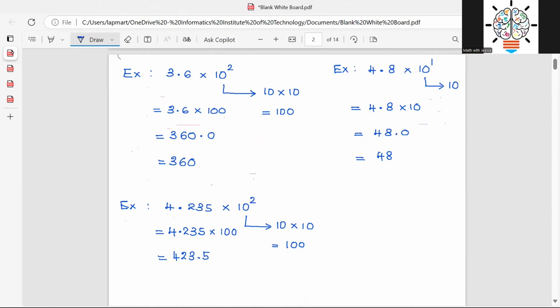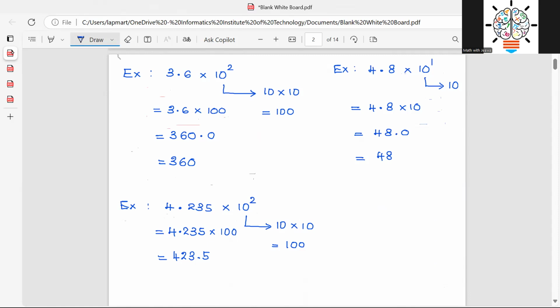But in the earlier 2 examples, you have to write the final answer separately because you had 0 after the decimal point. When you have 0, there is no point in keeping it. Nothing happens to the value. So we just write 360.0 as 360, and 48.0 I can write as 48. But here in the third example, you have to stop there because it is 423.5, so you have to keep it as it is, right?